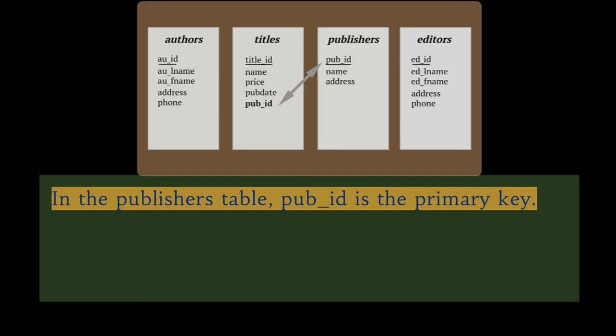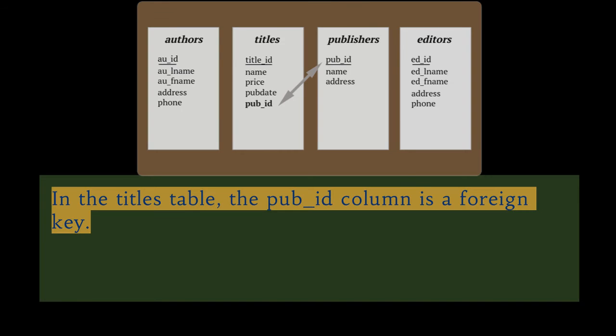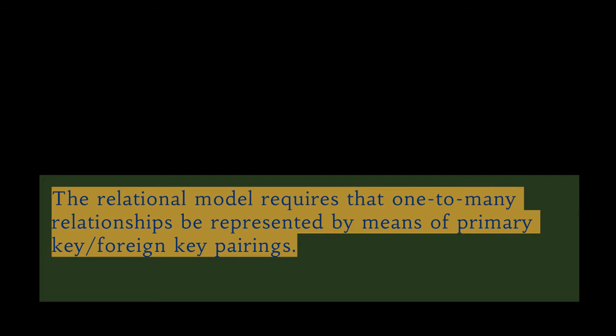In the publishers table, pub_ID is the primary key. In the titles table, the pub_ID column is a foreign key. The relational model requires that one-to-many relationships be represented by means of primary key, foreign key pairings.